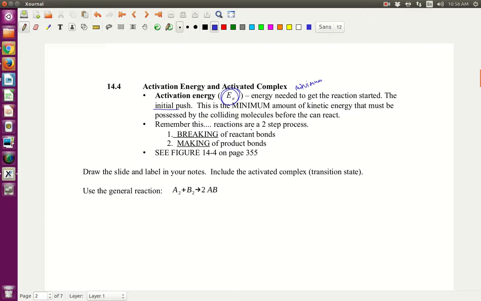Remember this, reactions take place in two steps. First, you have to break bonds. And when you break bonds, that's always an endothermic process. You have to put energy in to pull things apart. They don't just fall apart on their own once they're bonded. You have to put the energy in and actually pull them apart, and then make bonds. And making bonds is always an exothermic process. And when you compare those, that determines if the overall reaction was endothermic or exothermic.